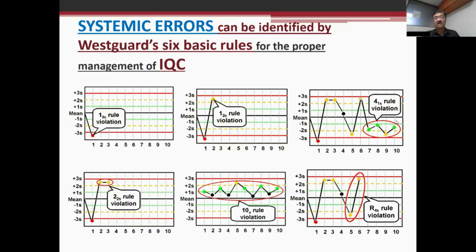Another rule is R4S, which is purely a random one, which signifies that the system is not biased, not tilted to one side. So now you can understand these are all analytical error identification methods, and how you identify whether your system is having some systematic error or a random error. So these are the ways to find out errors in the analytical process.